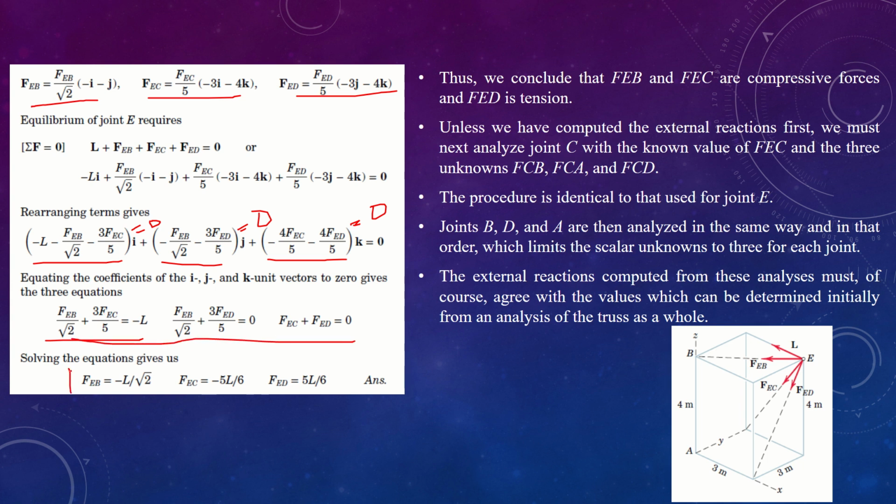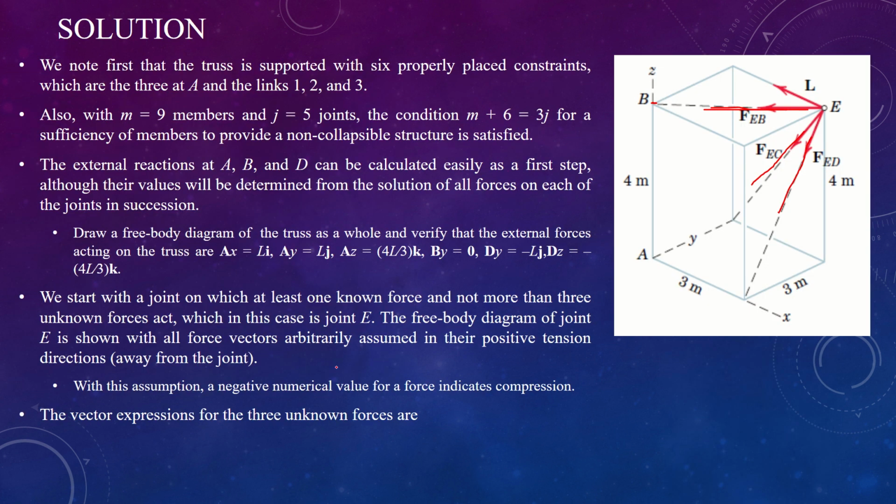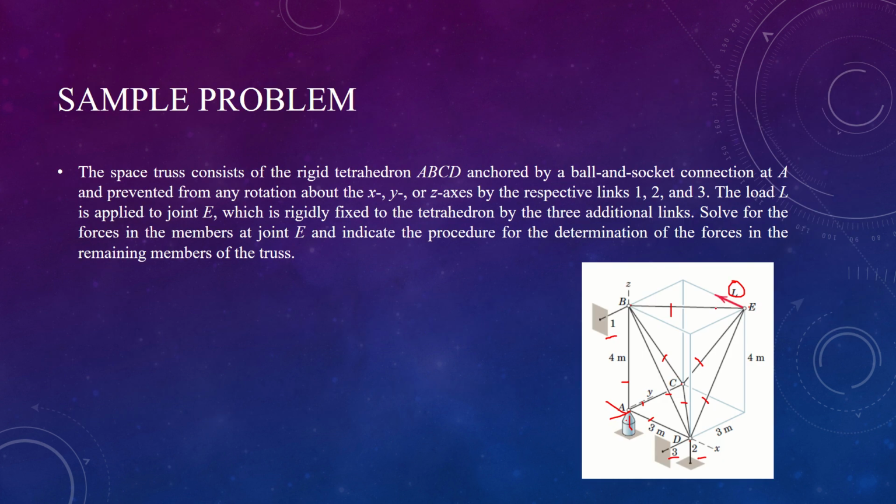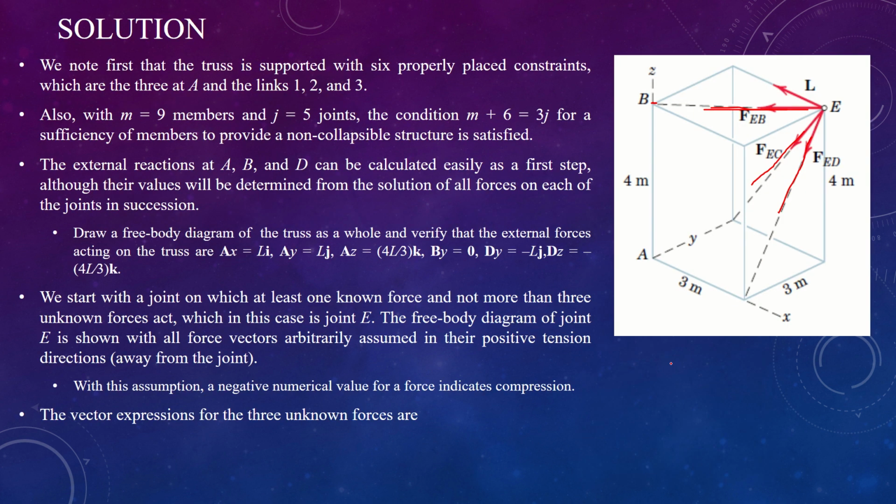These three equations, we can find the value of the unknown members, the value of the members in terms of L. Let me repeat it again. We were given a simple tetrahedral structure. The only known force was L. We have to find the value of forces acting inside each member, the members which he has asked, connected to joint E. The three members that connected to joint E are EC, ED, and EB. So we have to find the forces acting in it.